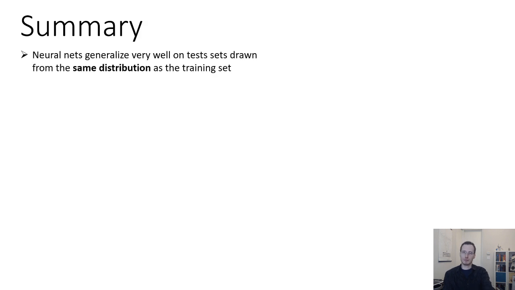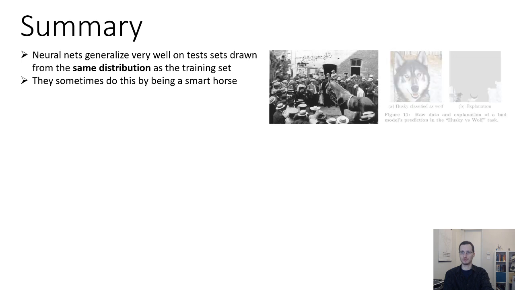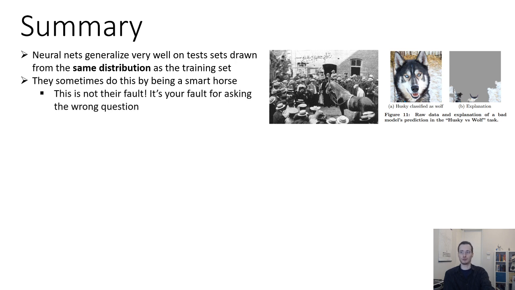So to summarize, neural nets generalize very well on test sets drawn from the same distribution as the training set. And they sometimes do this by being a smart horse, by picking up on patterns that allow them to get the right answer, but patterns that might not hold if the distribution changes. Like, for example, the snow and the grass in the background of the wolf. And it's not their fault. It's your fault for asking them the wrong question.